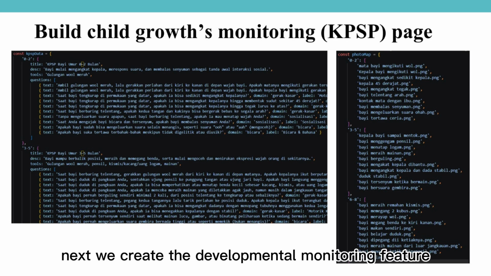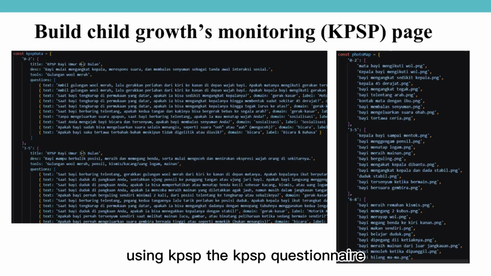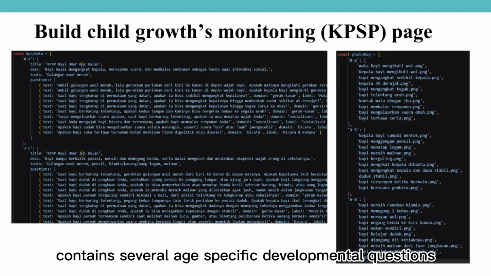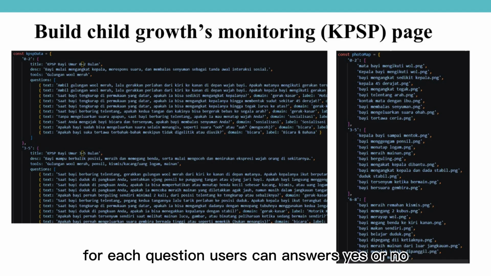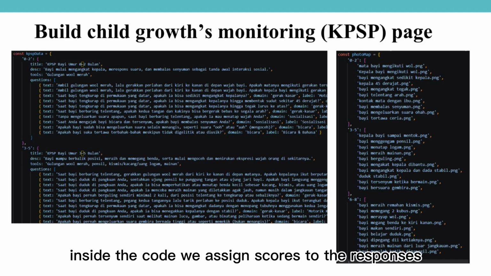Next, we create the developmental monitoring feature using KPSP. The KPSP questionnaire contains several age-specific developmental questions. For each question, users can answer yes or no. Inside the code, we assign scores to the responses.